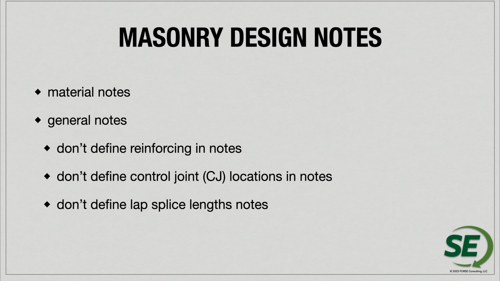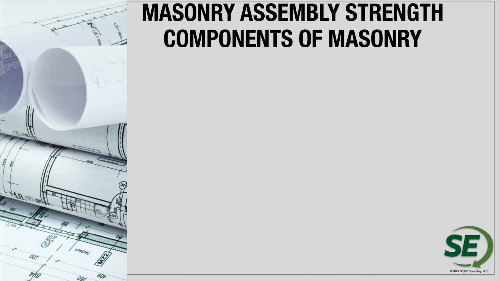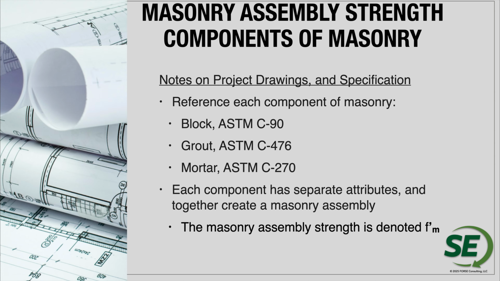So looking at the material strengths, we want to make sure that we're referencing each component for the masonry items, the concrete items that are going to be put together to create the masonry wall. So first of all, we have the block that's going to be an ASTM C90 spec, and then we have a grout that's going to be ASTM C476, and then we have mortar ASTM C270, and all of those different elements are going to have their own attributes.